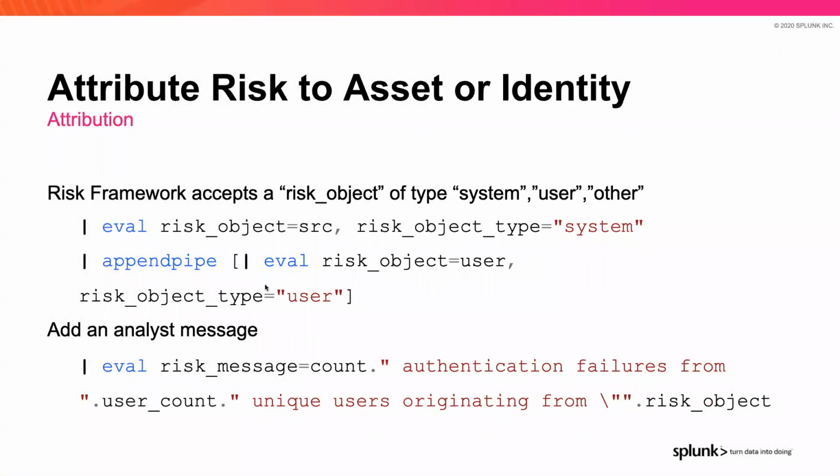Additionally, we want to add some sort of friendly message for the analyst later on. In this instance, I've used string concatenation to basically say there have been X number of authentication failures from X number of unique users originating from some source. And that helps the analyst out, as you will see later in our live demo, makes it much friendlier to read.